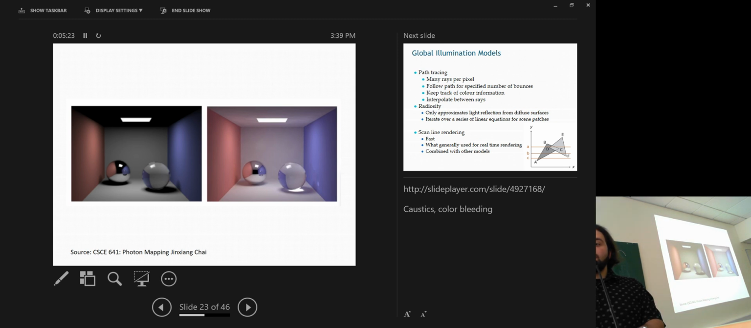Yeah, so considering the slides I've discussed so far, can you guess which of the scenes is rendered by ray tracing and which of them by photon mapping? One on the left is rendered by ray tracing, one on the right by photon mapping. Yeah, what are the cues that tell you that? The right one has caustics and soft shadows, and the left one doesn't. Yeah, and anything else?